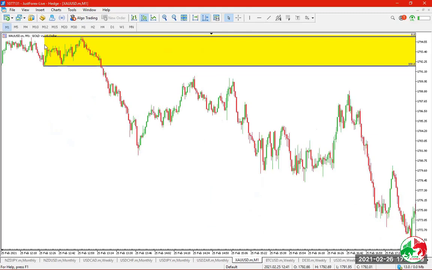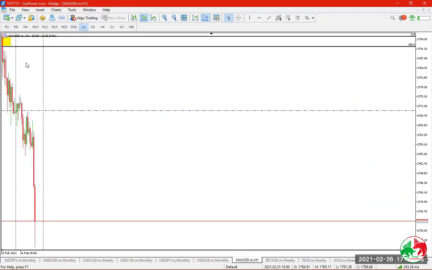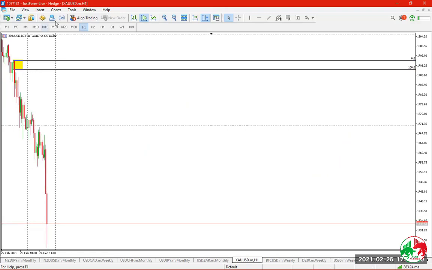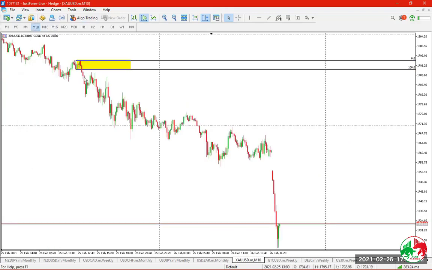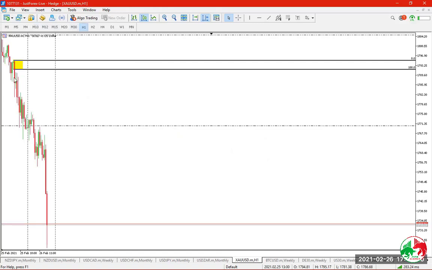Say on the M1, this would be a rally, then a small mitigation, that doesn't matter because now the 1 hour is clean. When you go to the lower time frames, you would find that maybe this candle was bullish, but when you go to the H1, it's only just one bearish candle. That actually makes sense.